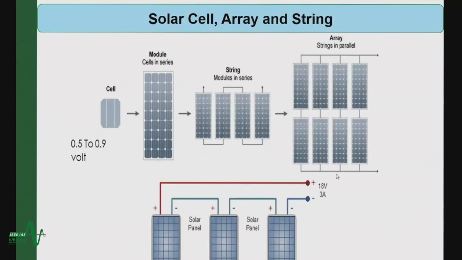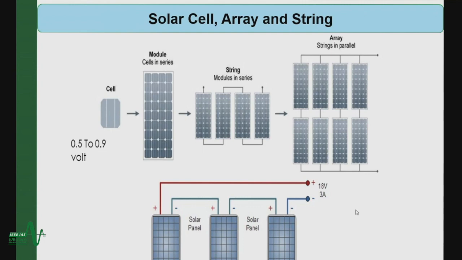And here, as you can see, solar cell array and string. Whenever you connect the cells in series, we call it a module, and whenever the modules are connected in series, we call it a string, and whenever strings are connected together, we call it an array. And it works exactly the same as the battery system. So let's say one solar module is 6 volts. Whenever we connect three in series, it will act as 6 multiplied by 3, which is 18 volts, but the current remains the same, 3 ampere.